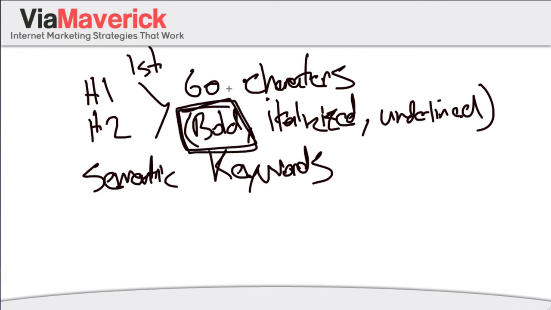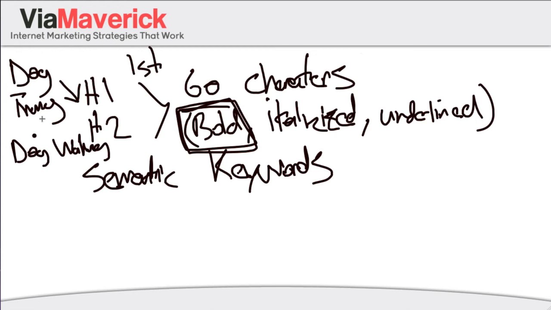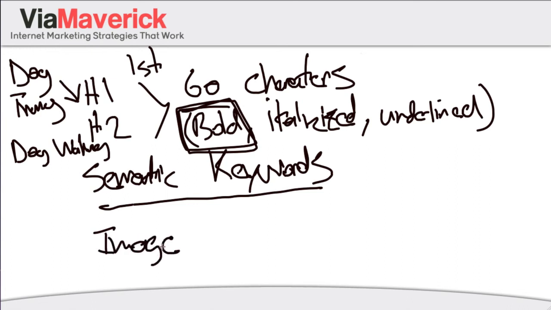So remember, first 60 characters, the H1 tag, have that as your main SEO keyword, the dog training, or whatever your target keyword is for that particular blog post. The second heading should be a semantic supporting keyword, so probably like dog walking, or maybe dog obedience. Have all the semantic keywords in the rest of your blog post, and in your images, get those image alt tags in, guys.